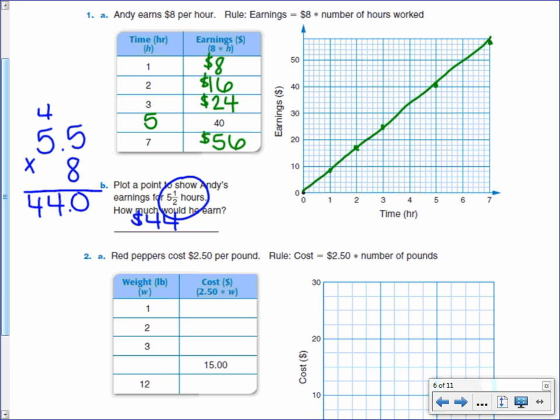$44. There is another way you could have used your graph to figure it out. Do we have 5.5 anywhere on our time down here? Not labeled, but where would it be if we did label it on our graph? Right in the middle between 5 and 6, right? So it'd be right about there. If we used our graph, where does this match and meet?